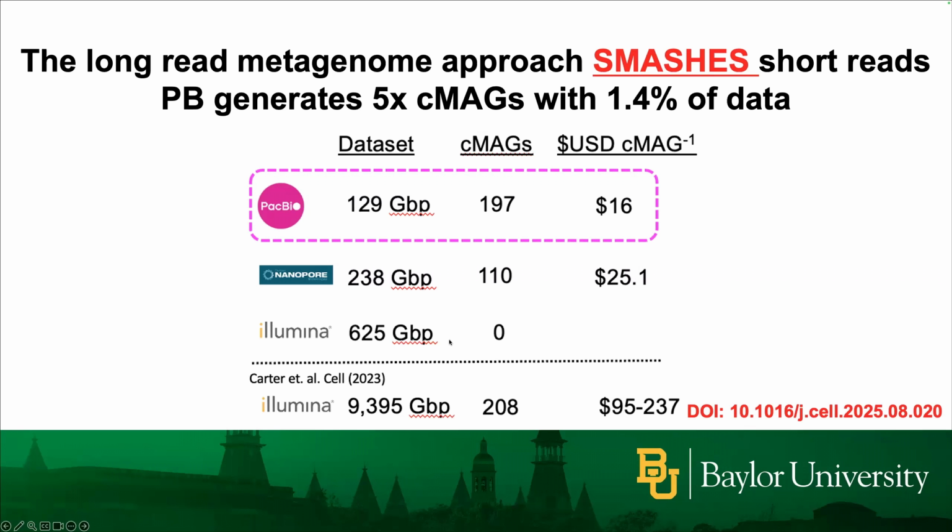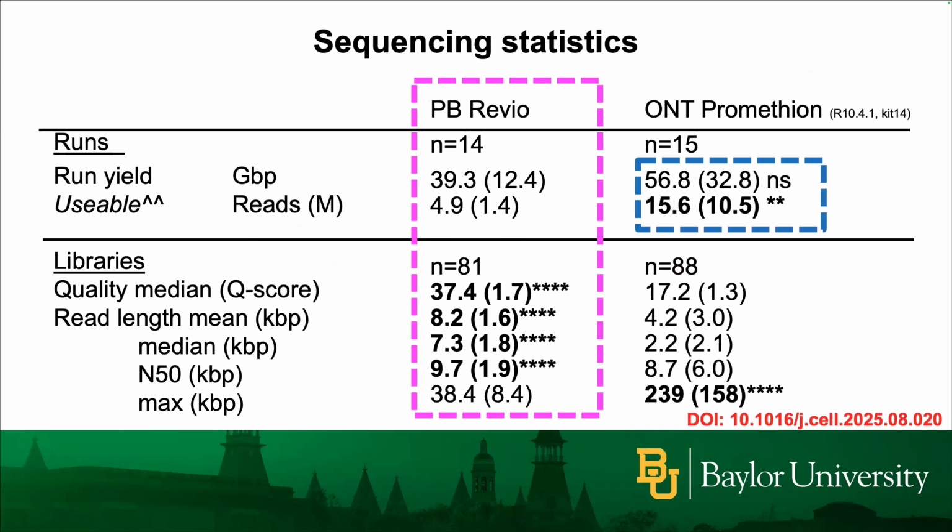And our short read approach actually generated 0 complete MAGs. I had to go out to another resource where they generated almost 10 terabytes of data. And you can see that, even with that, we're almost generating the same number of complete MAGs. And between PacBio and Nanopore as well, the cost per MAG or complete MAG is basically cheaper with PacBio.